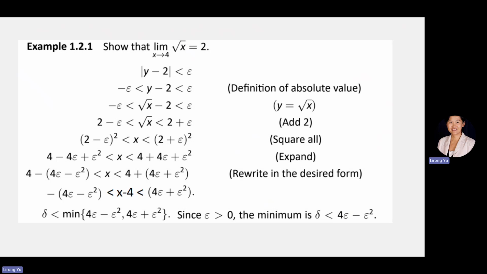Yeah. So delta essentially is a boundary for x minus 4. All these processes are trying to get x minus 4 quantified. Any other question? We start with quantifying root of x minus 2, and eventually end up quantifying x minus 4. If you want to get y close to L, how do we do that? By making x close to c. If you want y to be close to the value, we can achieve that by making x close to the x value.